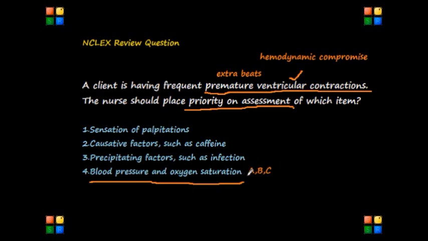Now the other answers, number 1, 2, and 3, are actually causative physiological stressors, right? It's actually physiological stressors that can cause a premature ventricular contraction, such as a patient having an infection or an illness or a surgery or even an intake of caffeine or alcohol, okay?